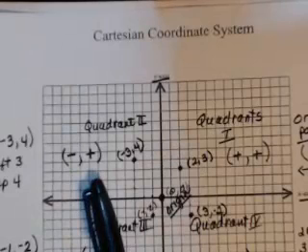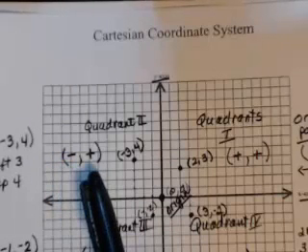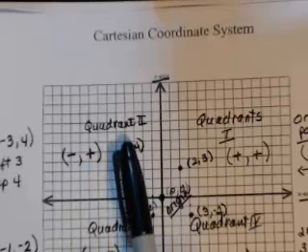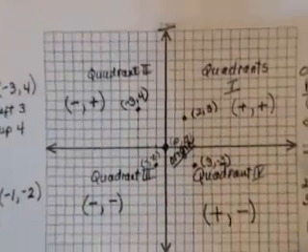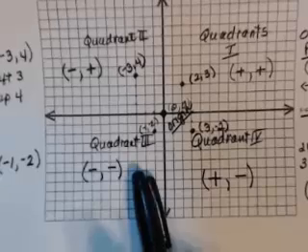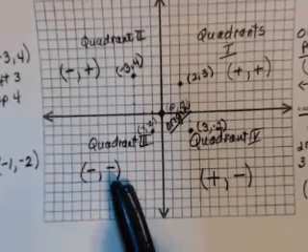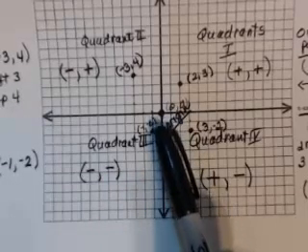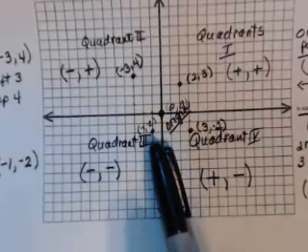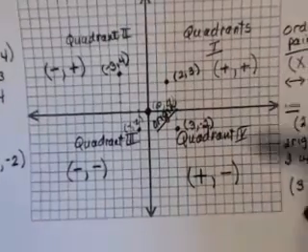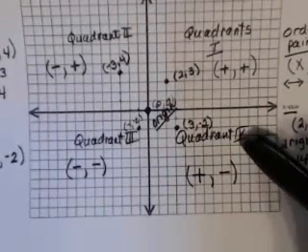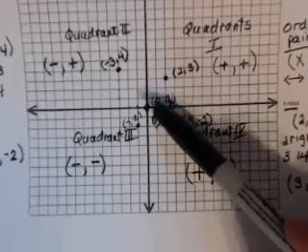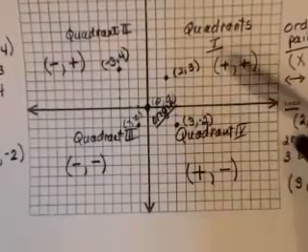This is quadrant 2. The x is negative and the y is positive. An ordered pair like negative 3, 4 would be in quadrant 2. In quadrant 3, our x is negative, our y is negative. An ordered pair like negative 1, negative 2 would be located here in quadrant 3. In quadrant 4, we have our x value positive and our y value negative. So an ordered pair like 3, negative 2 would be in quadrant 4.